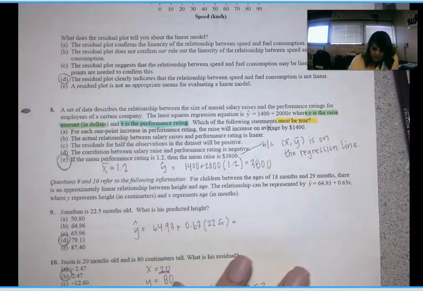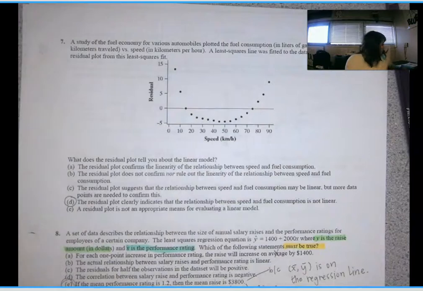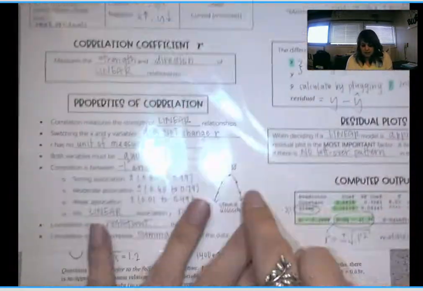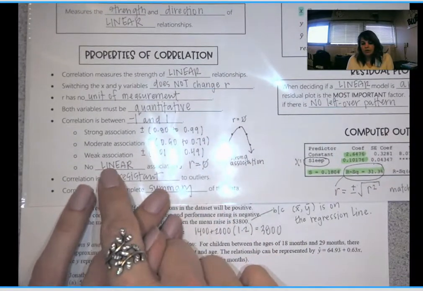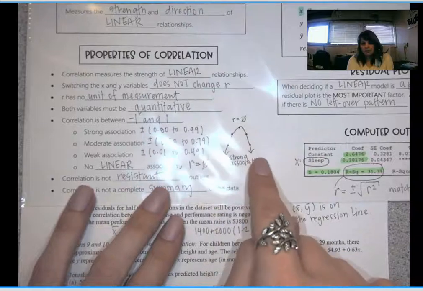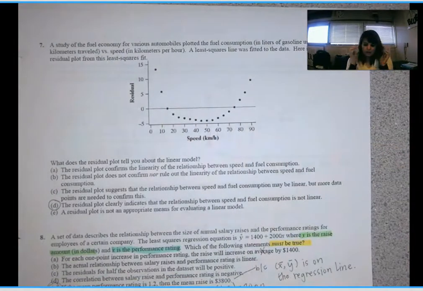Next up is 7. This relates really well to your overview. An R of 0 just means there's no linear association, but something that looks like this has a very strong association. So if we look at this residual plot, even though it is a residual plot, we still have a very clear pattern.